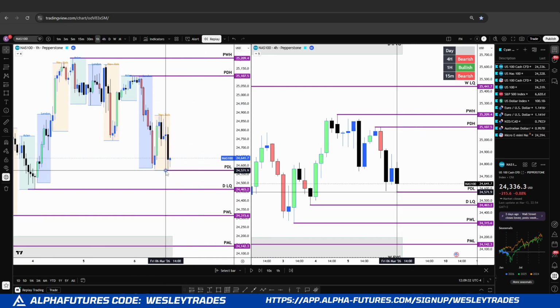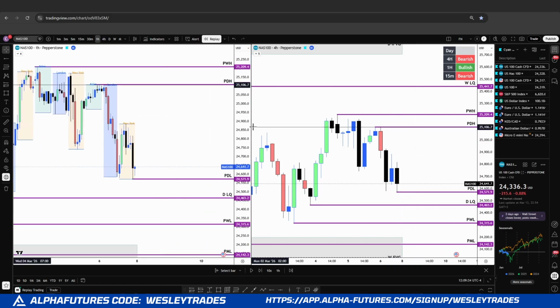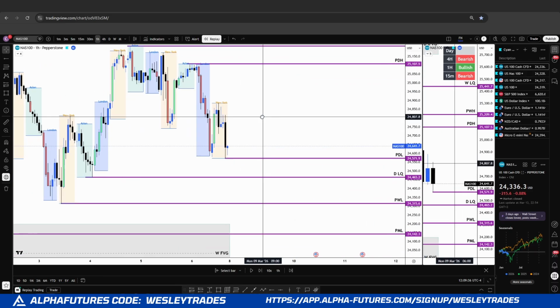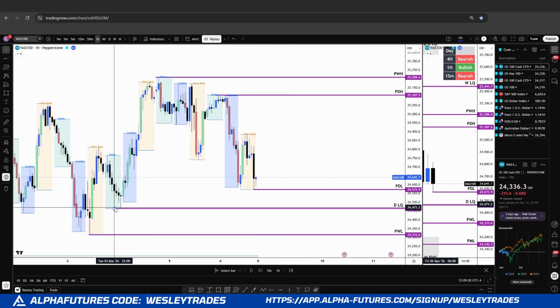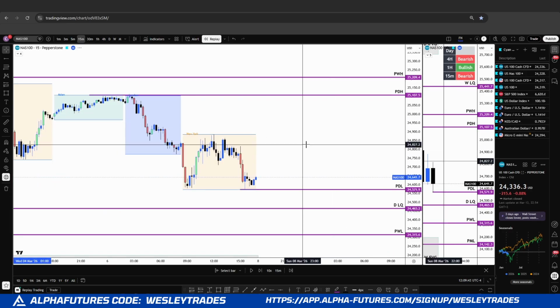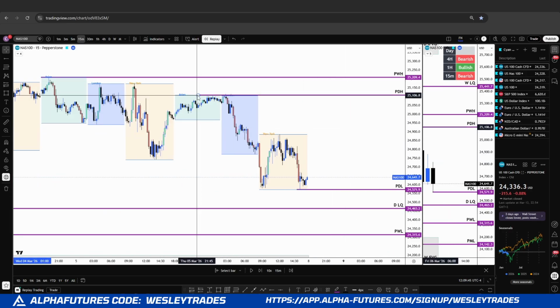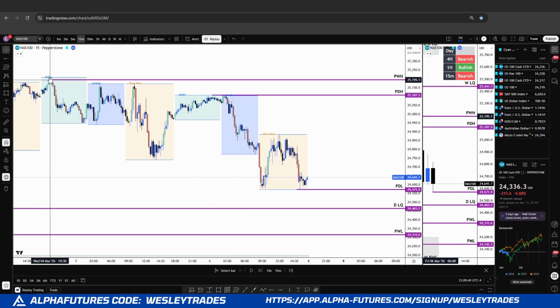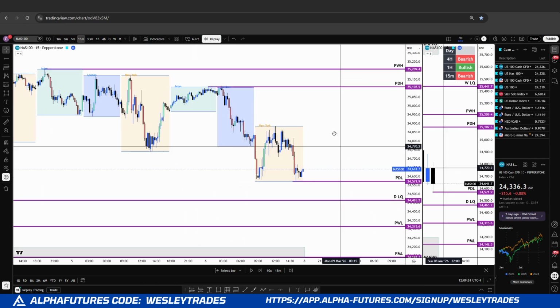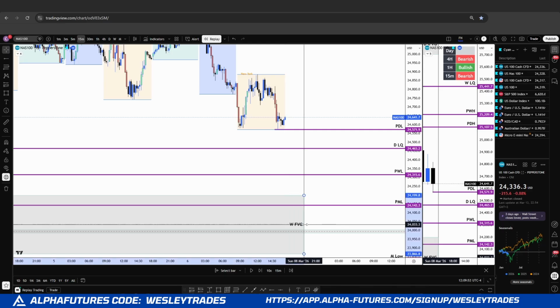Cool. So previous day low. Now let's focus. We are going to make use of the 15 minutes time frame. Move these levels. Yeah, there we go. And now we can actually see what's going on here.